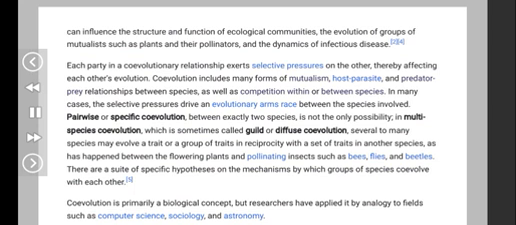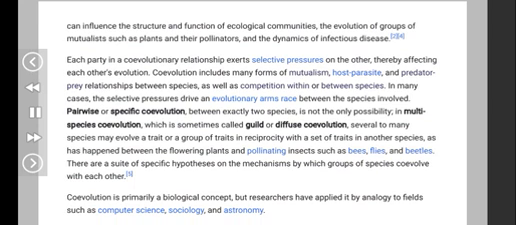Coevolution is the evolution of two or more species which reciprocally affect each other, sometimes creating a mutualistic relationship between the species. Such relationships can be of many different types.